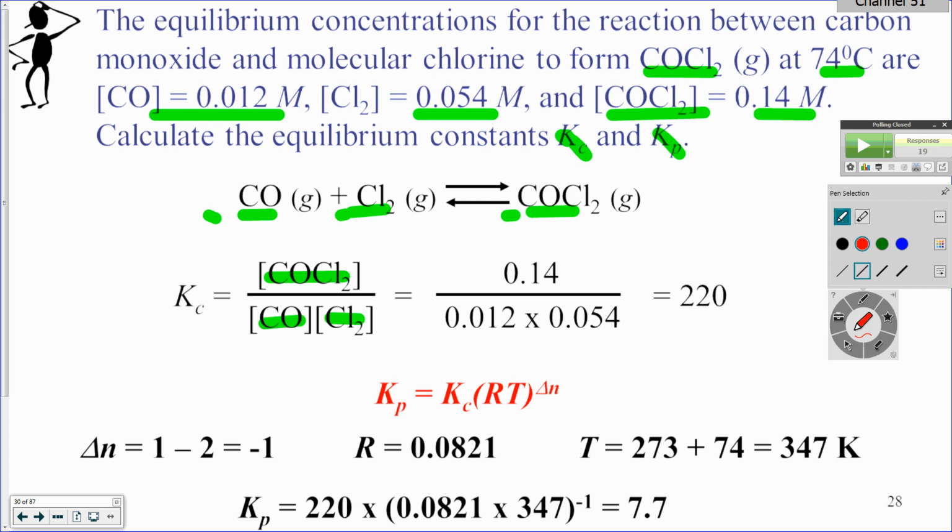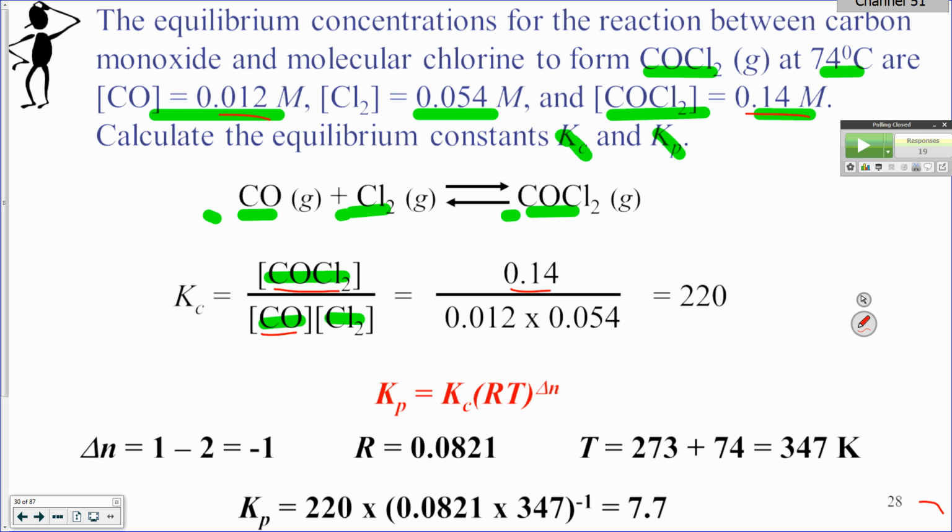So for the concentration of the COCl2, I just need to put in its concentration. I've got that number. The concentration of the carbon monoxide, I go find its concentration, 0.012. I've got that one. And then finally, the concentration of the molecular chlorine, that's given. I plug in that concentration, and now it's just multiplying and dividing. I find out K sub C is 220.